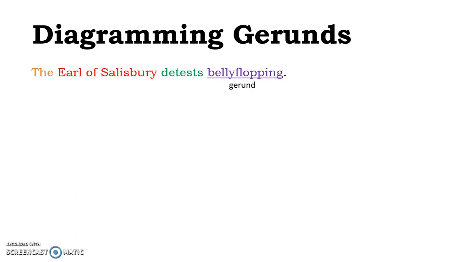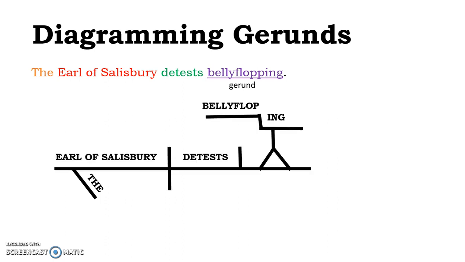I mark it as a gerund for myself. This is the thing that I have to figure out how to diagram. But I diagram the main baseline just as I would any other. Here in the direct object, I draw my step pedestal for the gerund, and I put the first part of the gerund, belly flop, on the top step, -ing on the bottom step. Right. Now we're going to turn to do something a little more difficult.